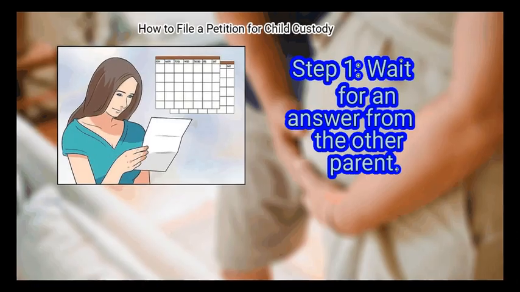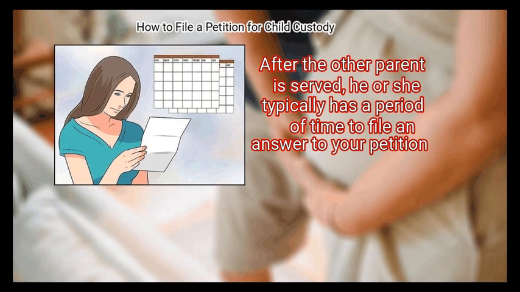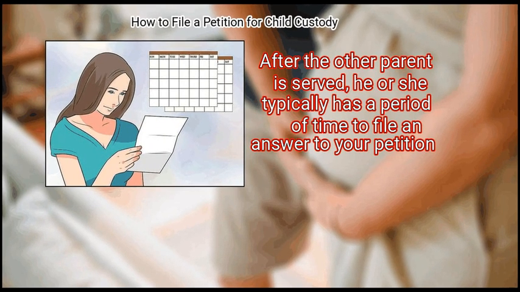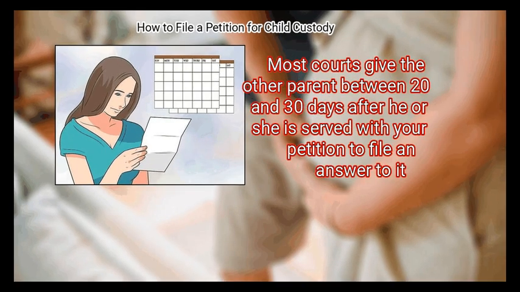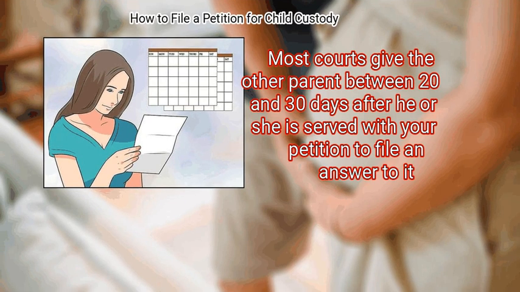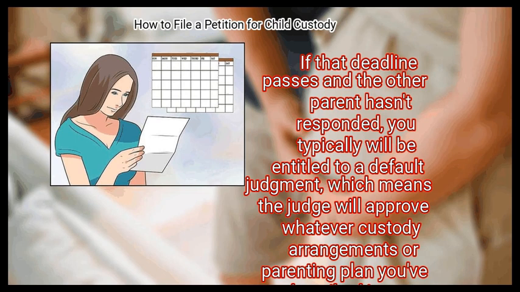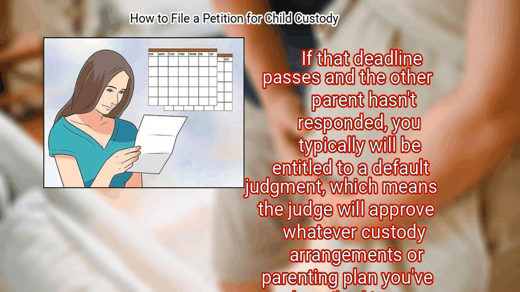Method 3. Preparing for your hearing. First, wait for an answer from the other parent. After the other parent is served, he or she typically has a period of time to file an answer to your petition. Most courts give the other parent between 20 and 30 days after he or she is served with your petition to file an answer to it. If that deadline passes and the other parent hasn't responded, you typically will be entitled to a default judgment, which means the judge will approve whatever custody arrangements or parenting plan you've described in your petition.